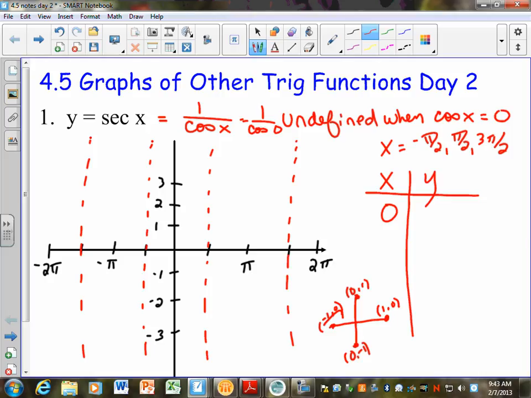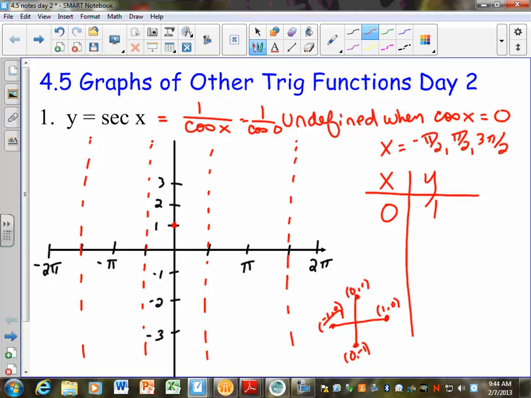At 0, what is the cosine? 1. So 1 over 1 means that that's at 1. So at 0, it goes up to 1. With cosine, at 0, does it usually go up to 1? Yeah. What other points could we pick? We could pick halfway in between again.